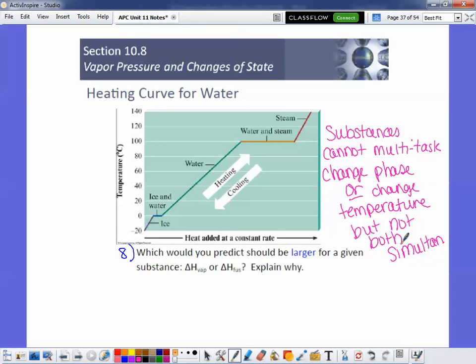I ran out of room to put simultaneously on there. Okay, so which one do we expect to be larger? Delta H of vaporization or delta H of fusion? By the way, fusion is melting. And then vaporization would be boiling. So do we expect the amount of energy that it requires to melt water to be greater than or less than the amount of energy it takes to boil water? Which one do we expect to be greater? Vaporization. Delta H of vaporization should be larger because we're completely overcoming those forces.